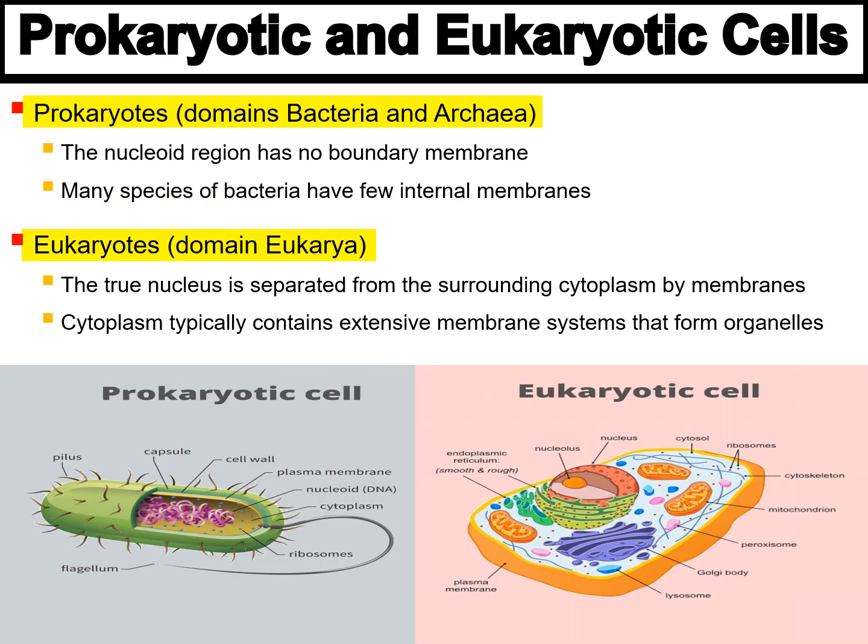In terms of the tree of life, prokaryotes are found in the domain bacteria and archaea. The eukaryotes are found in the domain eukarya. Again, the major difference between prokaryotes and eukaryotes is the absence or presence of a nucleus, respectively.